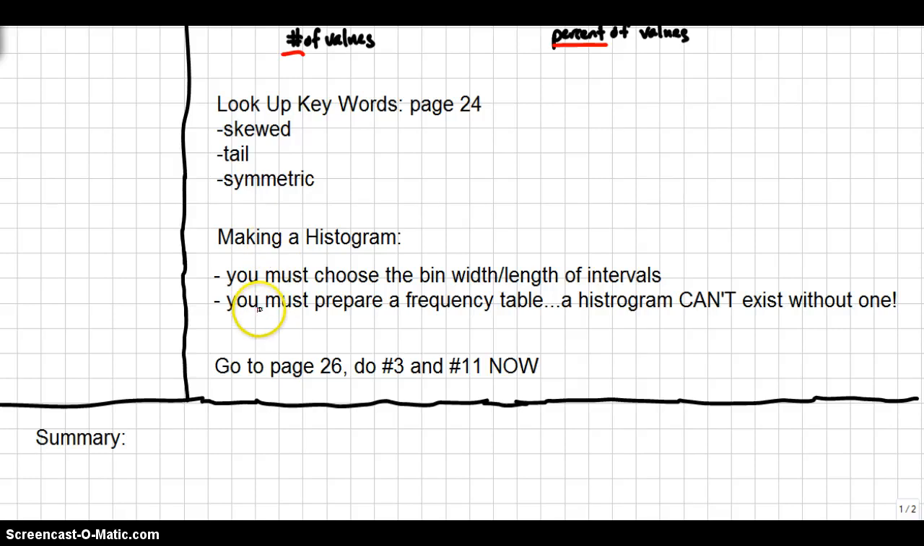Also, when making a histogram, you must, meaning there is no other way around it, prepare a frequency table. If you show a histogram without the table, you will not get full credit.